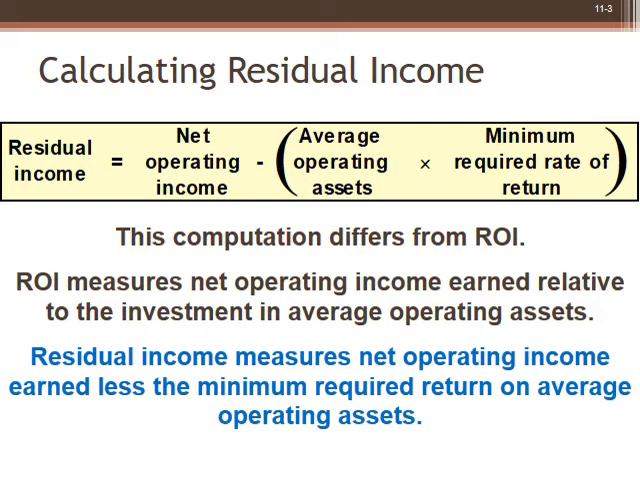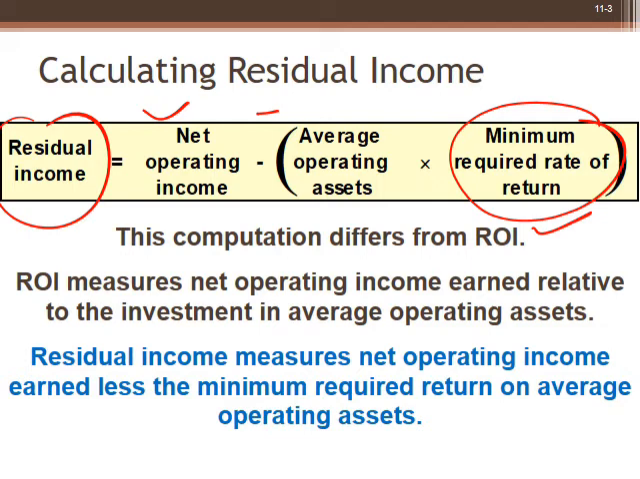The equation for computing residual income is as shown here: residual income is equal to net operating income minus the average operating assets multiplied by the minimum required rate of return. This is different from ROI, where ROI measures net operating income earned relative to the investment in average operating assets. Residual income measures net operating income earned less the minimum required rate on average operating assets. So these two are different measures. One evaluates performance based on how much you earn, and the other, residual income, is based on how much is above the requirement.